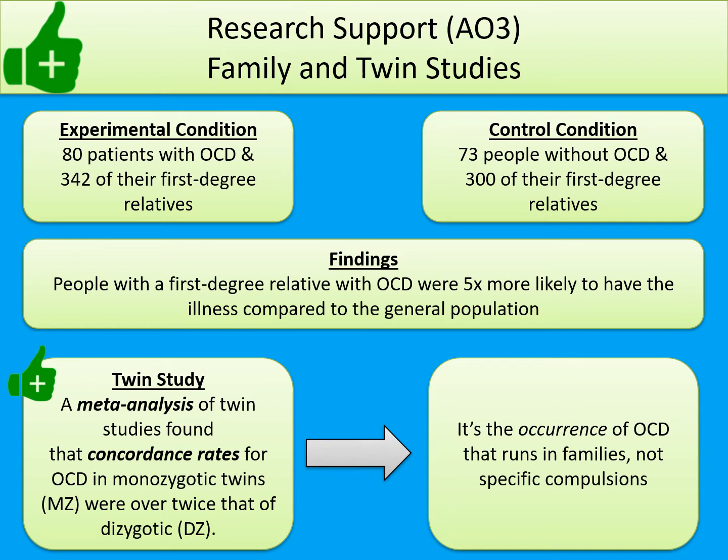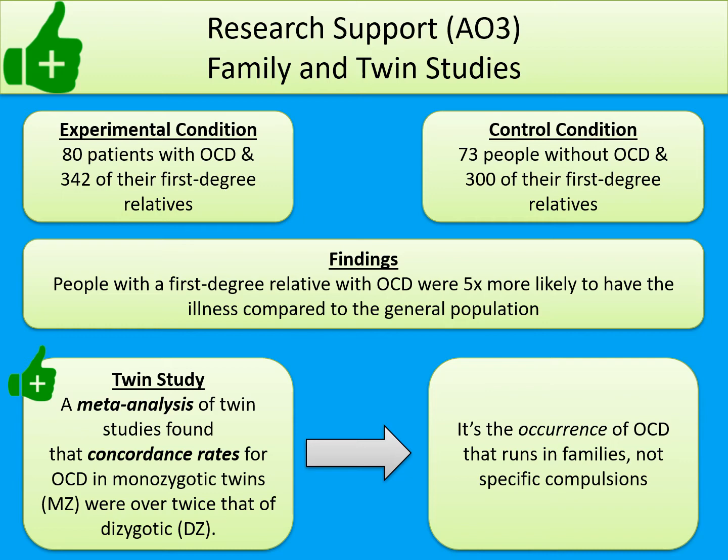So we're going to look at the evaluation points for the biological explanation, and first of all we're going to look at family and twin studies, because this is to do with research for the idea that we inherit genes for OCD, because the family and twin studies are looking at DNA and looking at genetics.